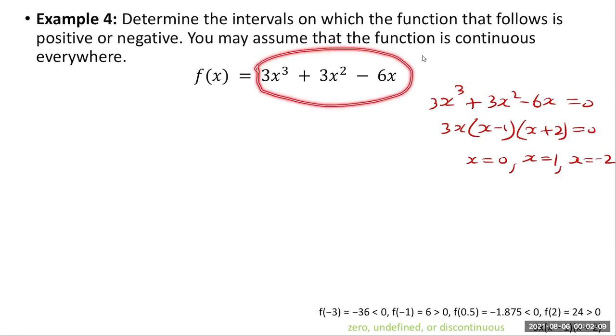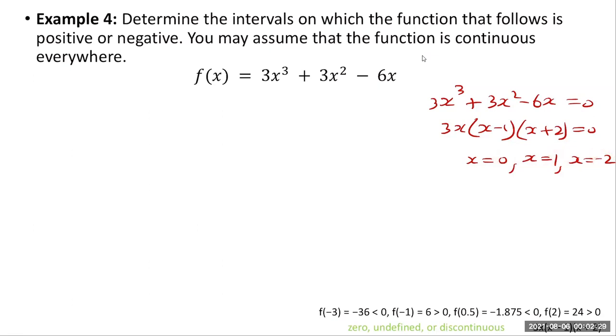To find the zeros of this function, I'm going to set my function to 0 and factorize this expression. Then you get this expression. Now setting each individual factor to 0, you get these three zeros. The first zero is 0, the second zero is 1, the last zero is -2.